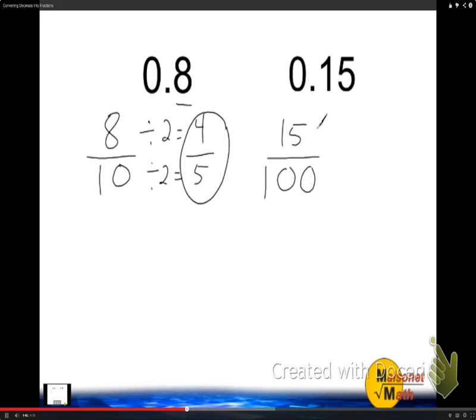And the greatest common factor for 15 and 100 is 5. 15 divided by 5 is equal to 3, and 100 divided by 5 is equal to 20. So we would say that 15 hundredths, reduced in simplest form, is 3/20.